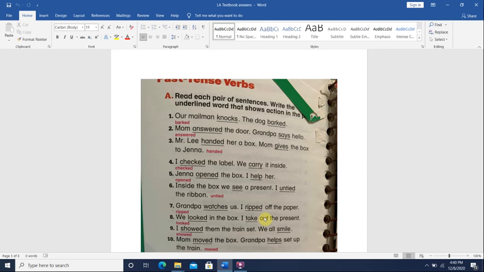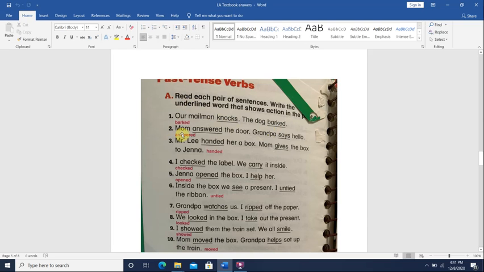Okay, remember that the verb, when we add ed to the verb, shows that the action is in the past. Okay, so here we have our mailman knocked, the door barked. Okay, so here we have 2 verbs, knocked and barked, but which one shows the verb in the past tense? Barked. Why? Because it ends with ed.